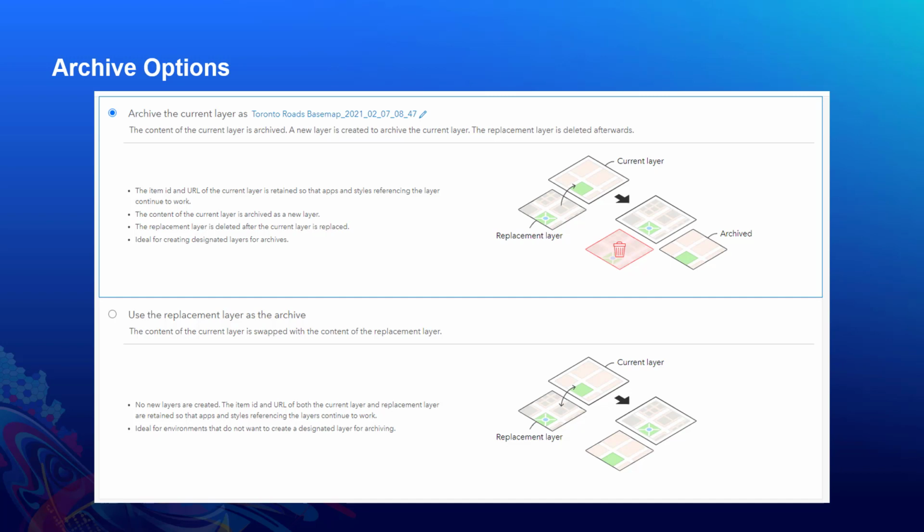The second archive option uses the replacement layer as the archive layer. This means that no new layer items are created. In this case, the content of the vector tile layer is simply swapped between the two layer items. This is ideal for environments that do not want to create a designated layer for archiving.